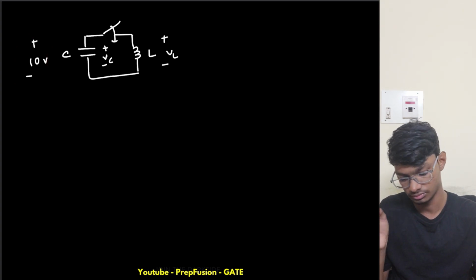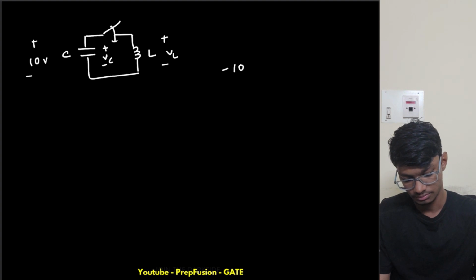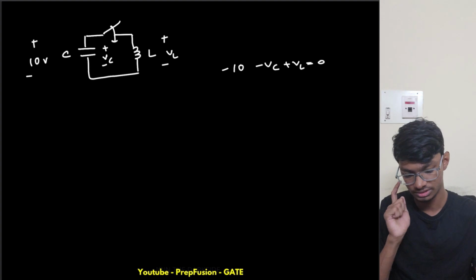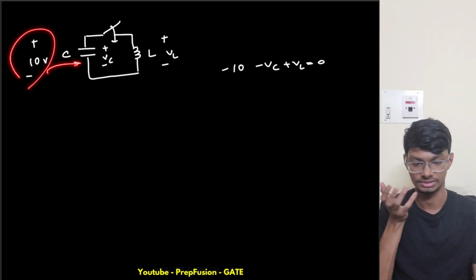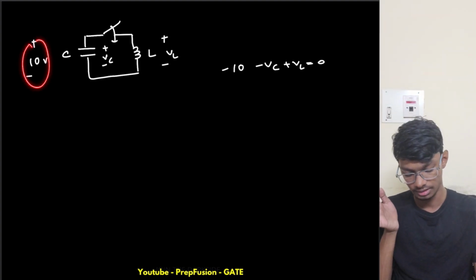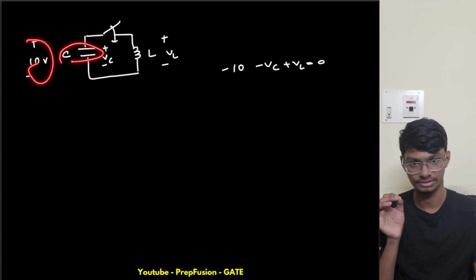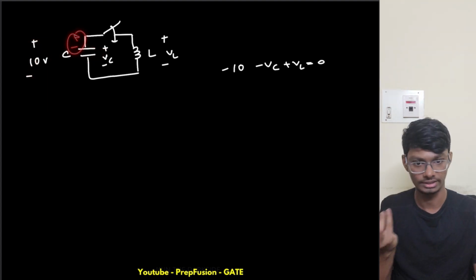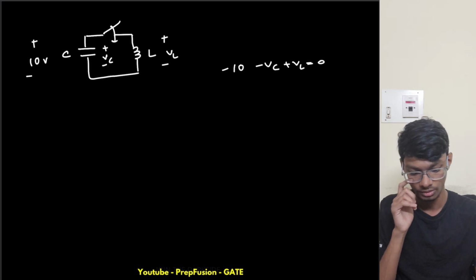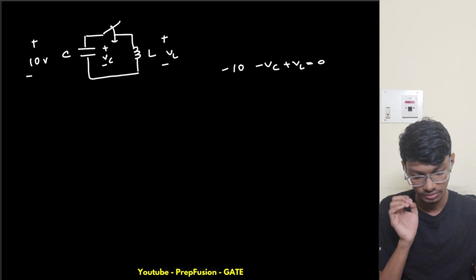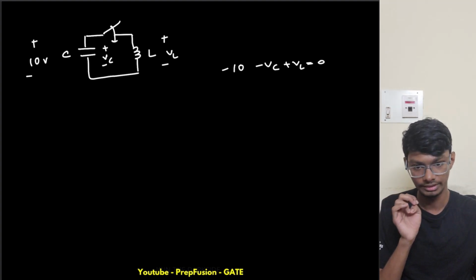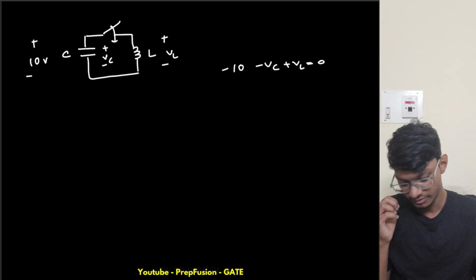In the KVL, what I'll get is minus 10 minus VC plus VL equals 0. This is the KVL, because this 10 volts is with this capacitor. What I can do is take this 10 volts out of the capacitor and place it here also. That you can also do. So this is my differential equation. Now, this is my VC0.